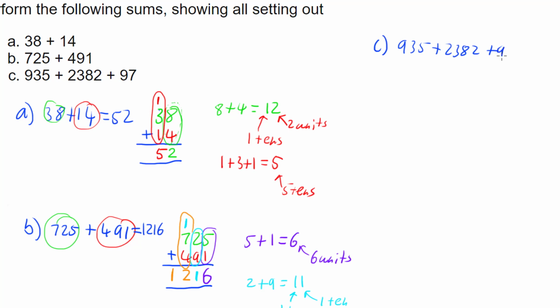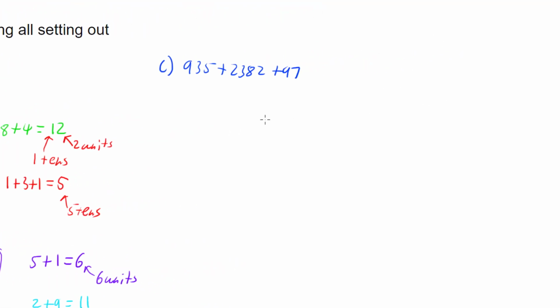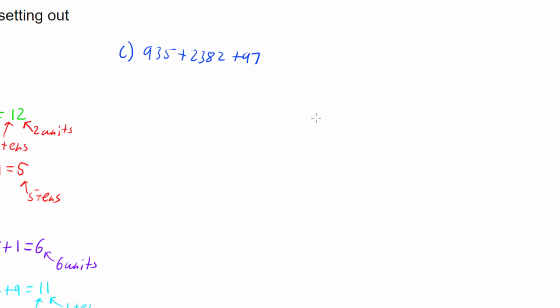Moving on to my last question, we have part C, which was 935 plus 2,382 plus 97. So setting this out, we follow the same process. We take the first number and we write it out. Then we take the second number and write it below it, remembering to line up the ones. So if I write this backwards, we're more likely to line it up. 2,382. And then lastly, the third number, we have 97. So we write out 97. Remember to line up the ones first and work our way from there.